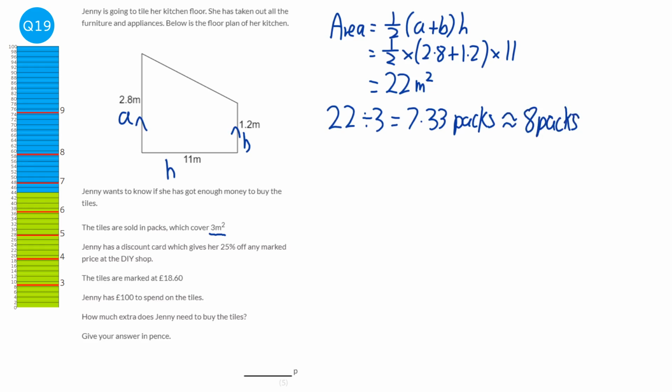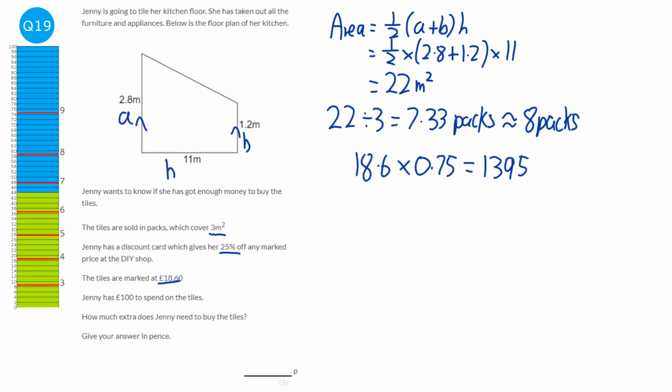Okay, next thing we look at is the fact that Jenny has a 25% discount, so we need to find out what a 25% discount would do to the £18.60 for the pack of tiles. And so what we're going to do is get the £18.60 and times it by 0.75. So we're just going to find 3/4 of it because she has a 25% discount, and that would be 1,395. So the tiles are going to cost £13.95.